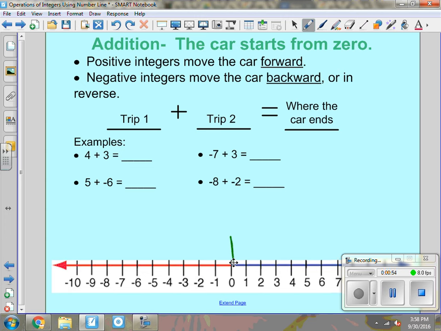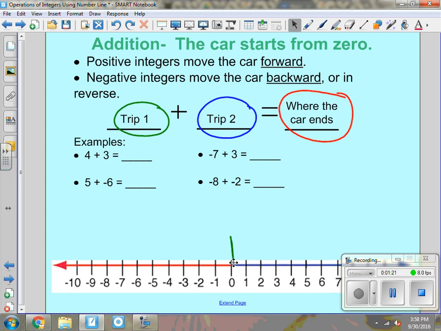So I have kind of a graphic organizer to show us what our addition problems will look like. My first integer is going to be my first trip, and my second integer is going to be my second trip. And then wherever that car ends is going to be the answer, the solution to my addition problem. So let's take a look at an example and see what it looks like on a number line.